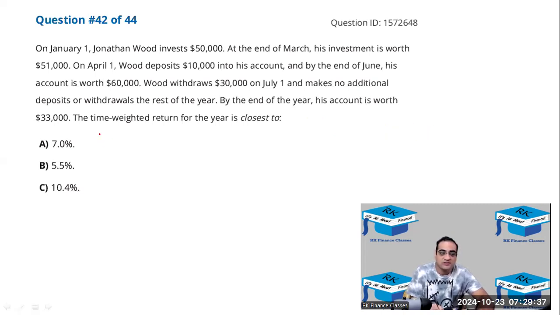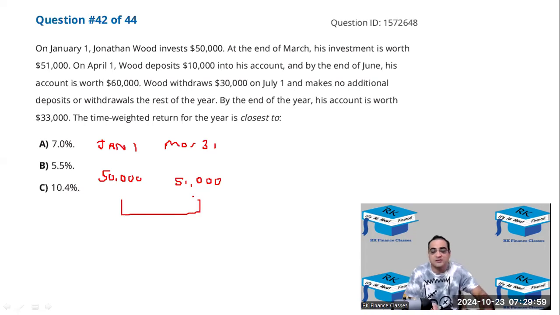So on January 1, just write January 1, he has invested 50,000. Okay. And at the end of, I'll write below, that will be better. January 1 के नीचे लिखता हूँ 50,000. And by the end of March, that is March 31st, that is becoming 51,000. So based on that, you can get the return during this period. 51,000 minus 50,000 upon 50,000, that's your R1.